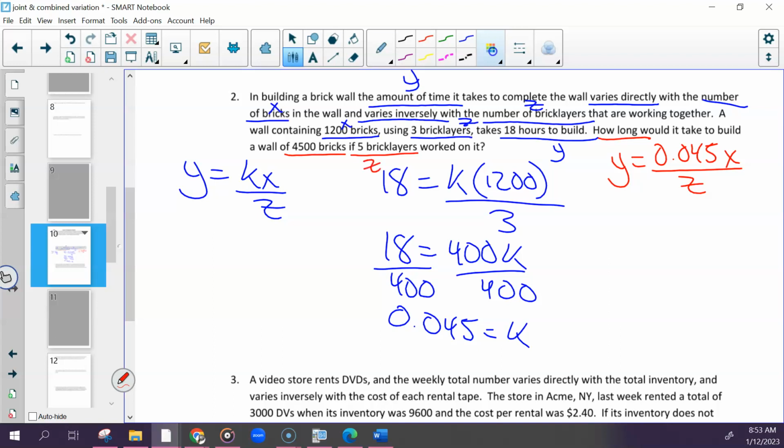Z is the number of bricklayers. You have that. So x is the number of bricks, which means we don't know y. Leave that as y. Put in everything else. Solve for y. 0.045, x is 4,500, and z is 5. Then you can multiply the top and then divide. You can divide the 4,500 by 5 and then multiply. That order doesn't matter. Or you can put it all in as one fraction and it'll simplify the whole thing for you.